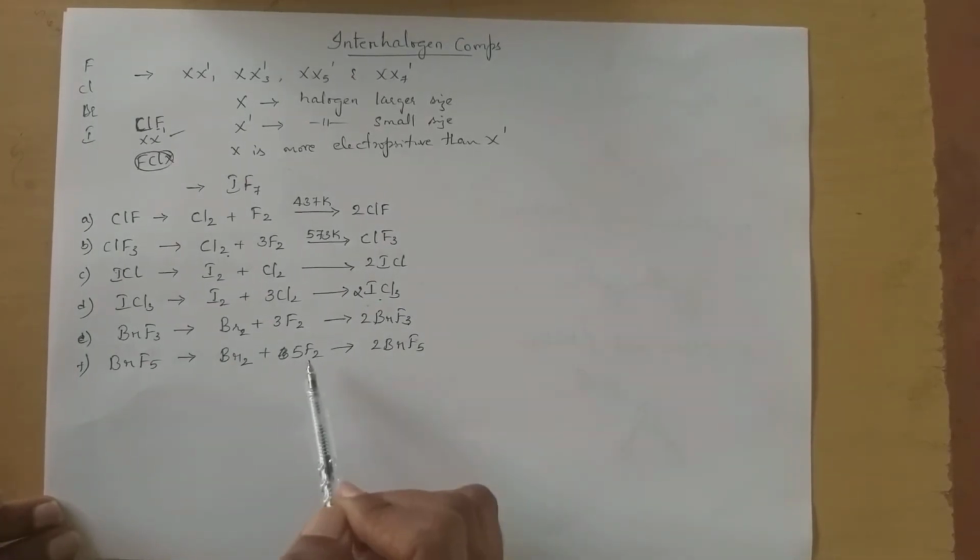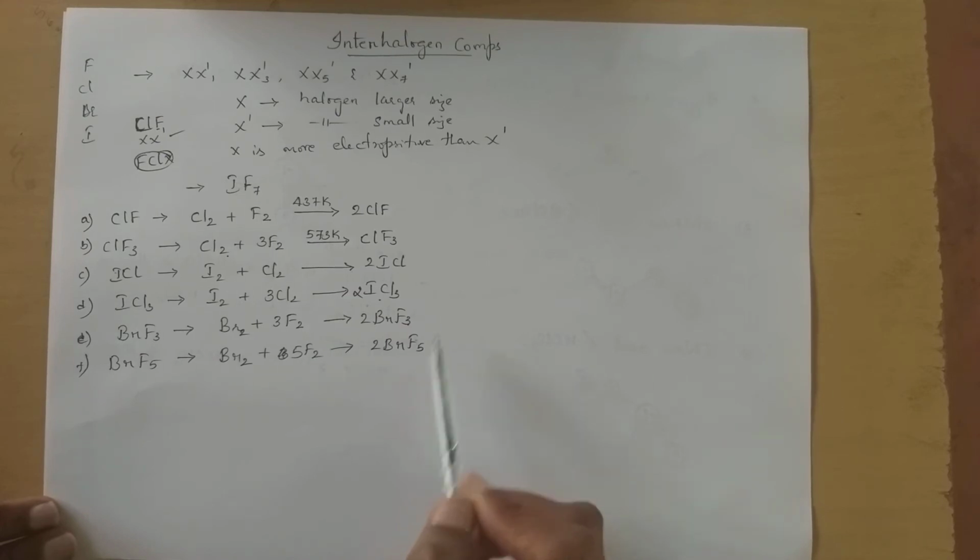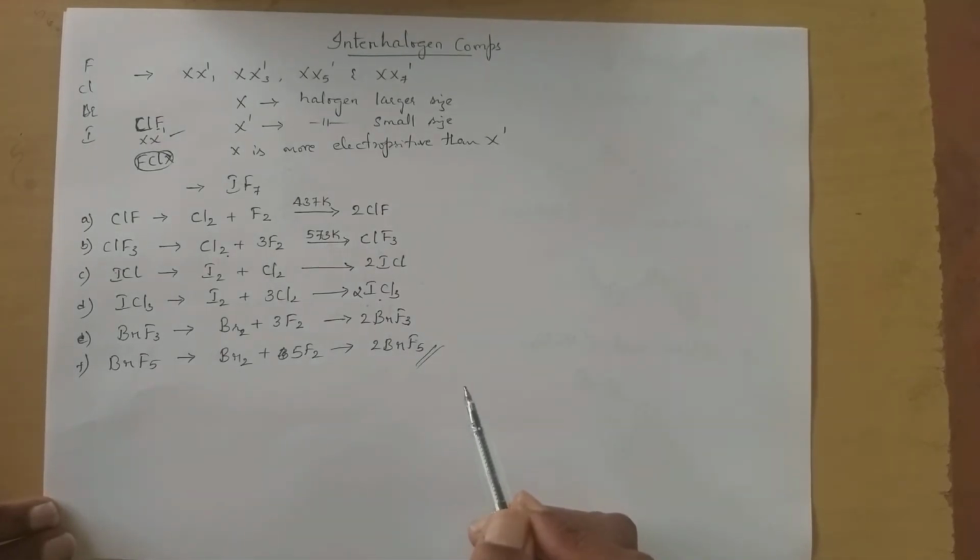Bromine reacts with further excess fluorine, we are going to get BrF5. Okay? This is how we are going to prepare interhalogen compounds.